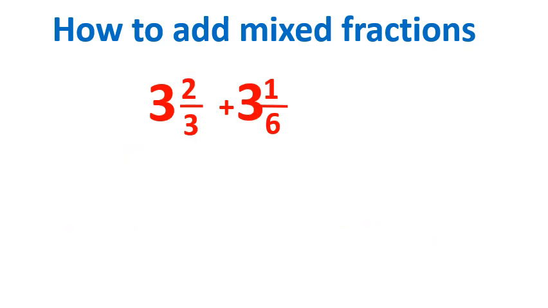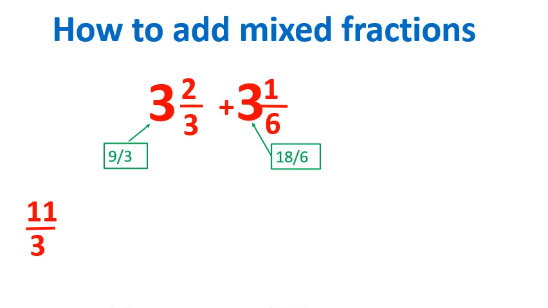Let's do another example. 3 2/3 plus 3 1/6. And we'll use the process that I just showed you. So we're going to take these mixed fractions and convert them into improper fractions. So 3 is the same as 9/3. And so if we add 9/3 plus 2/3, we get 11/3. Now we need to do that for the other number, for the 3 1/6. So 3 is equivalent to 18/6. And 18/6 plus 1/6 is 19/6.